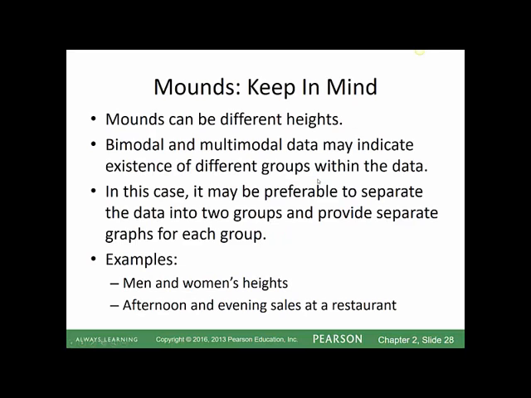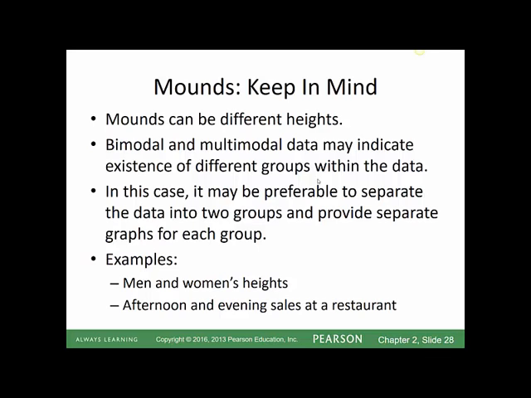Right? So some things to keep in mind with mounds is that mounds can be different heights. If we have a bimodal distribution, the mounds don't have to be the same height, but they can be the same height. They can be different. And bimodal and multimodal data may indicate the existence of different groups within the data. That's what I was trying to explain with the height reference on the last slide. So if we have bimodal or multimodal, we might want to investigate the data further and see if there are maybe more than one different kind of group in our data.